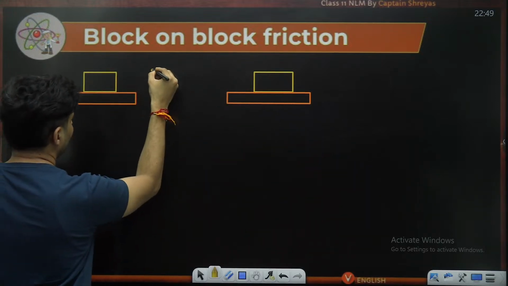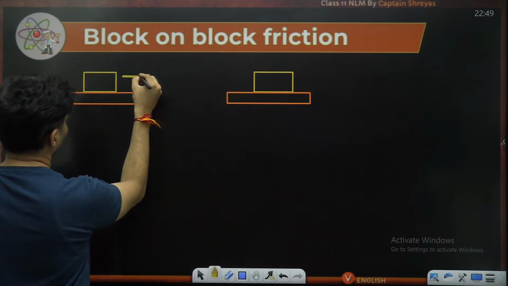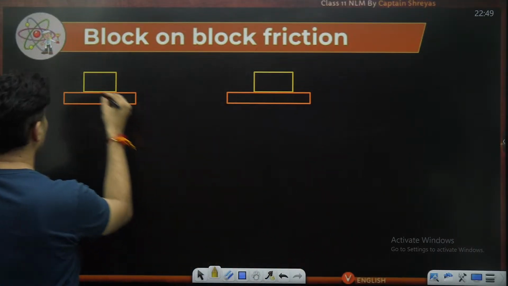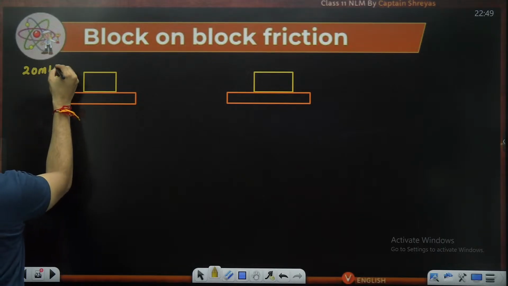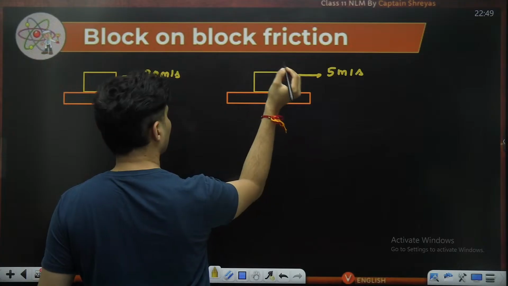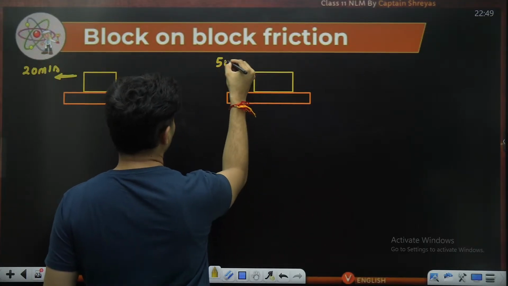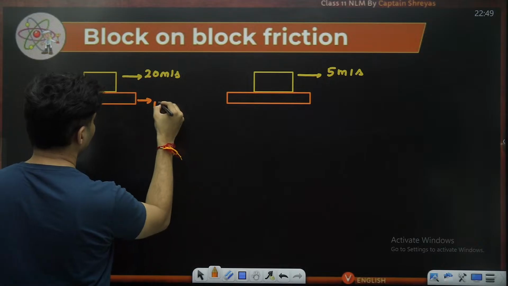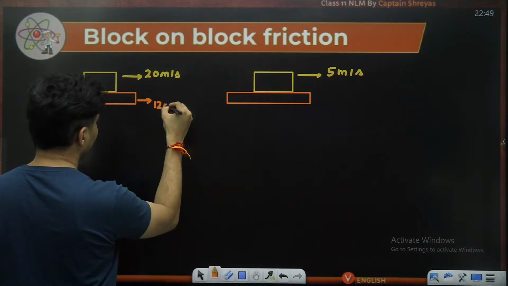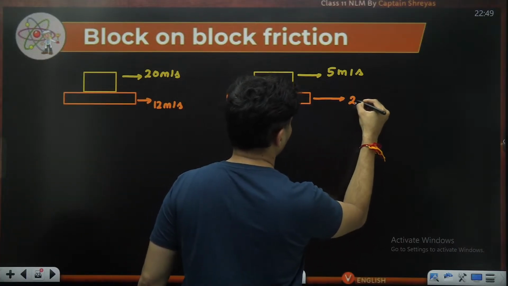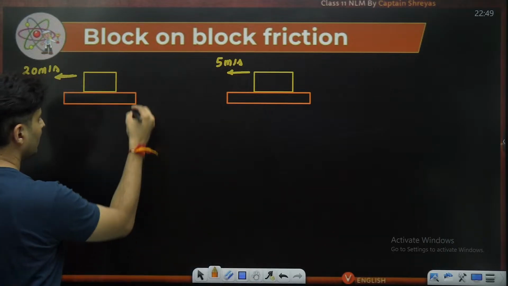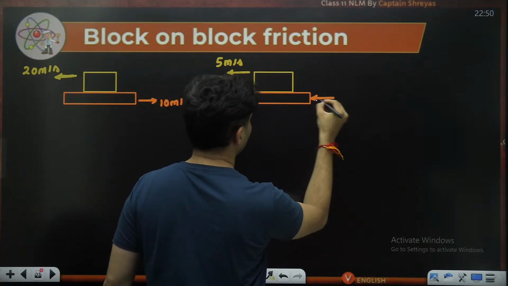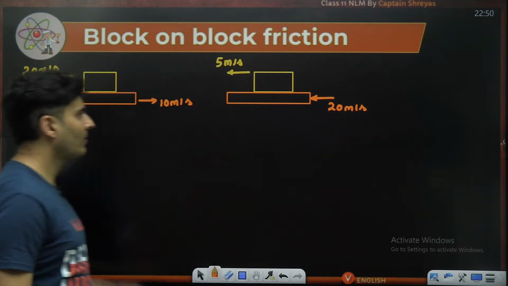The yellow one is moving at 20 meters per second. Here, yellow one is moving at 5 meters per second. Here, it's moving like this at 20 meters per second. Here, it is moving like this at 5 meters per second. Similarly, here it is moving at, let's say, 12 meters per second. Here this is moving at 25 meters per second. Here this is moving at 10 meters per second. And here this is moving like this at 20 meters per second. I've taken some different scenarios.